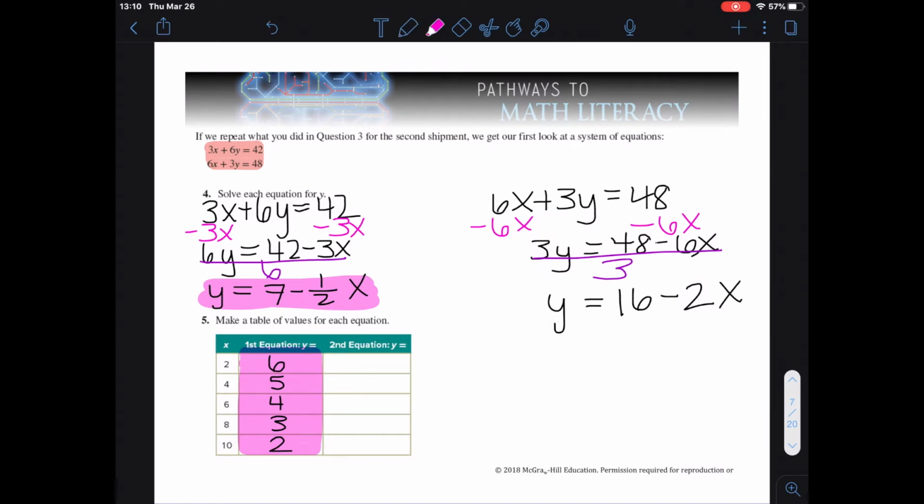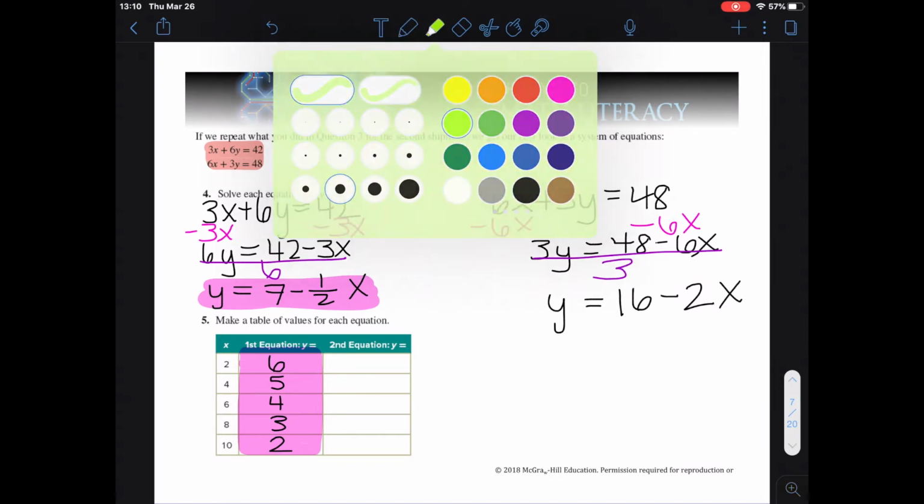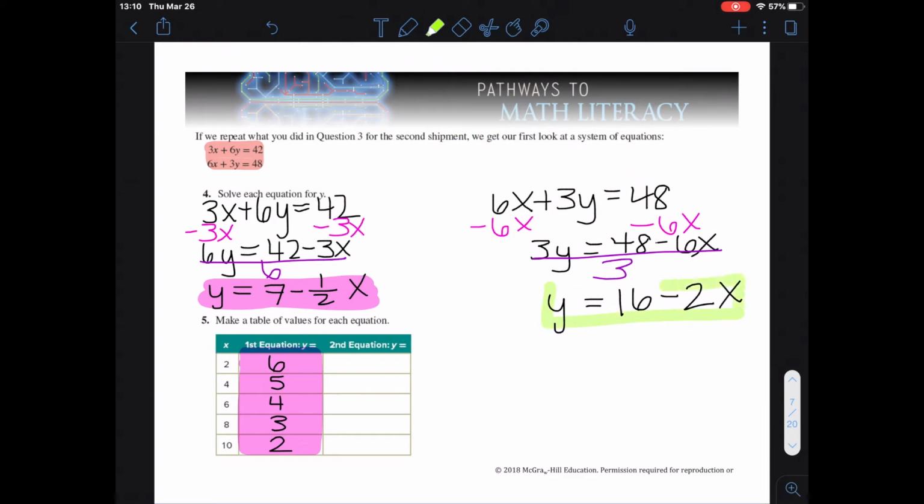Now we're going to do the same thing with the second equation. We've got y is equal to 16 minus 2x, and I'm going to plug in the same values of x and see what y has to equal. Okay. So if you plug in 2, you get 16 minus 4, so this would be 12. Plug in 4, you get 16 minus 8, so 8.